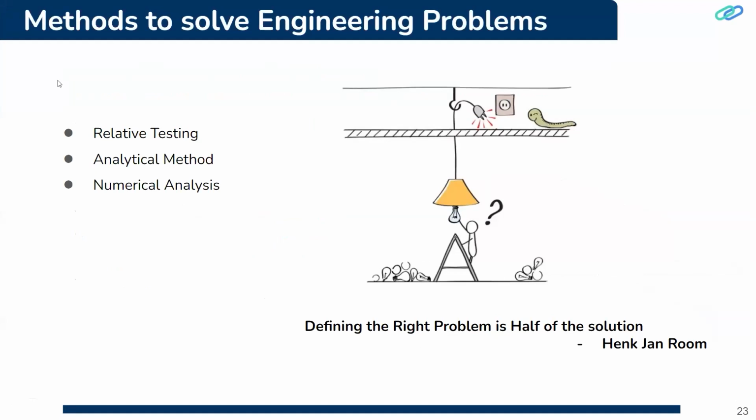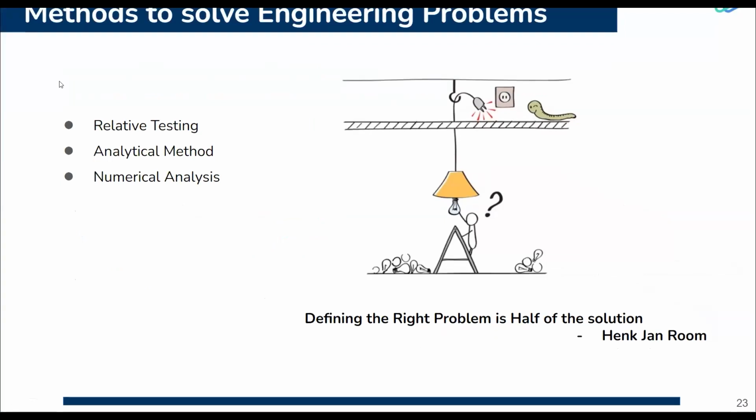So how do you solve an engineering problem in the first place? We saw all these FEA techniques and stuff. But generally, if you have a problem, during brainstorming they think of solving it using one of these things: relative testing, analytical method, and numerical testing.